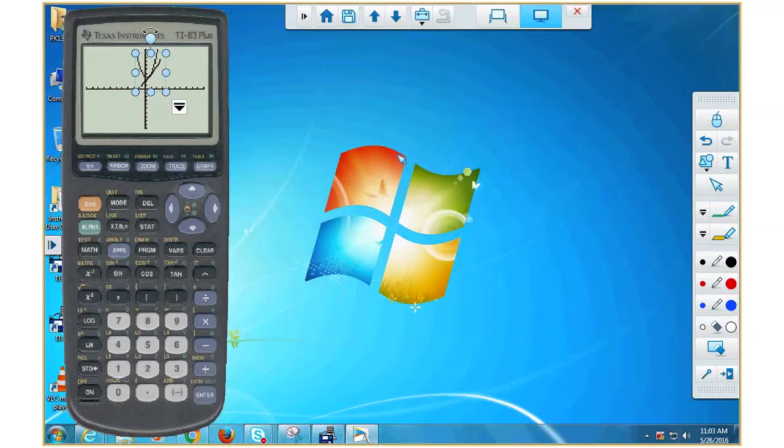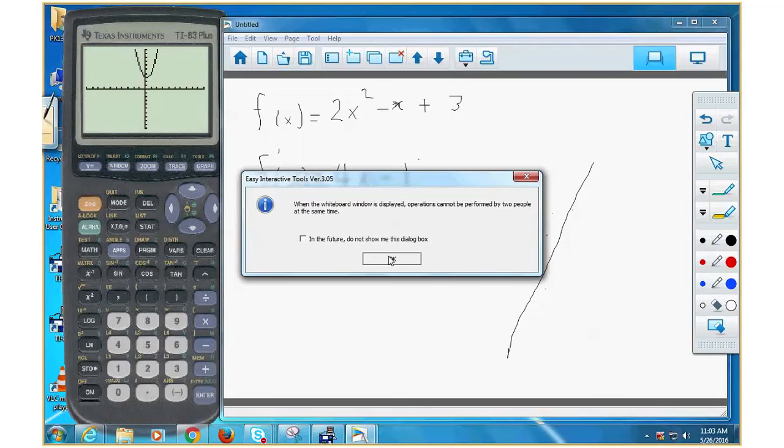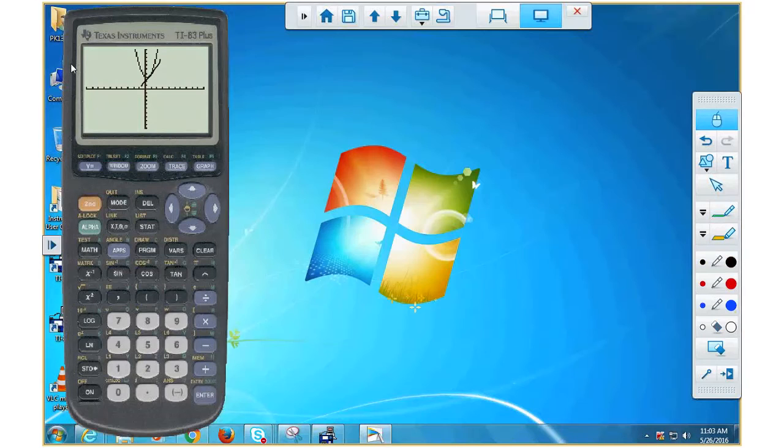There. And that is 1. Let's say 1 right there. Then we can take our formula, and 4 times 1 is 4 minus 1. So the slope of that line at 1 is what? 3 over 1.